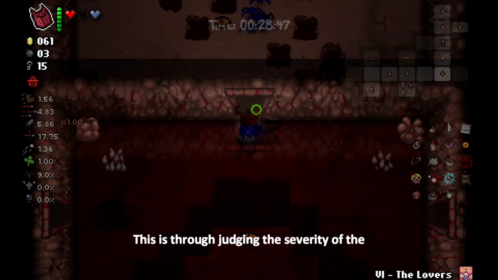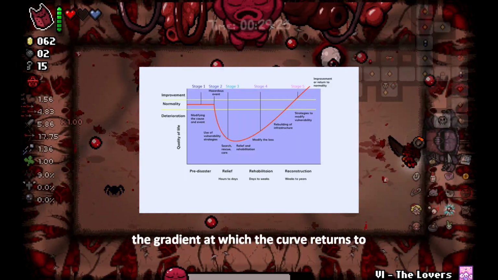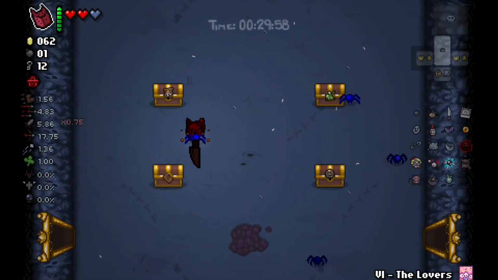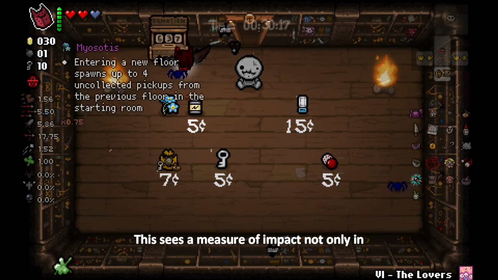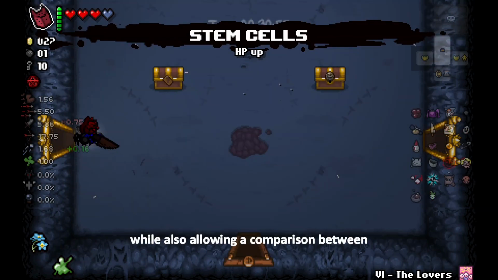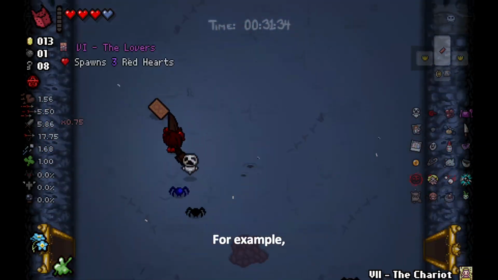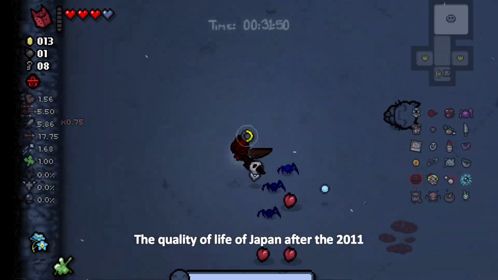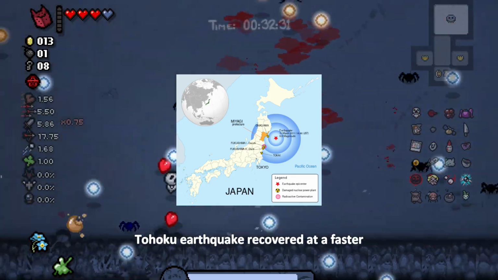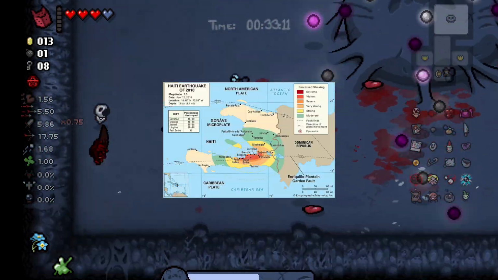This is through judging the severity of the quality of life plummet after the event and the gradient at which the curve returns to the quality of life seen before the event. This sees a measure of impact not only in the short term, but also the long term, while also allowing a comparison between recovery at different events. For example, the quality of life of Japan after the 2011 Tohoku earthquake recovered at a faster rate than that of Haiti after the 2010 earthquake.